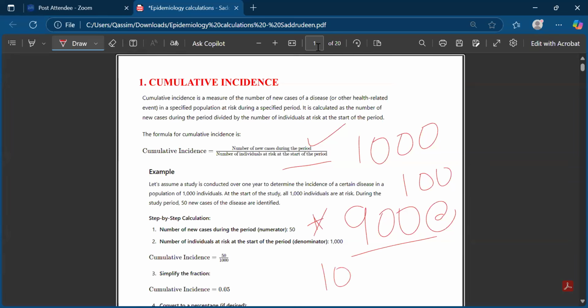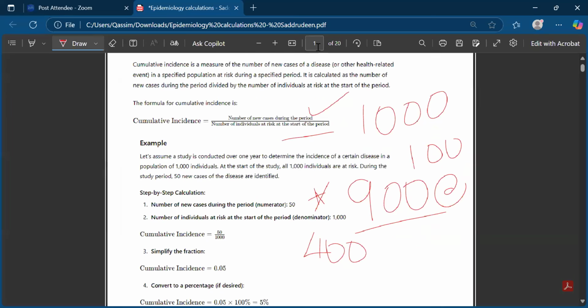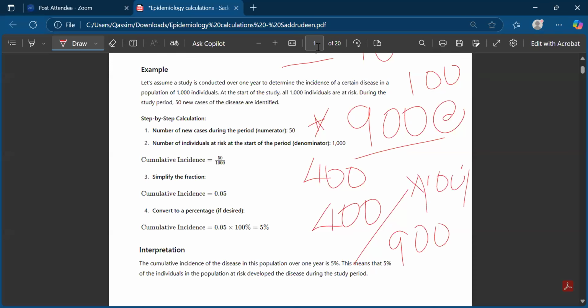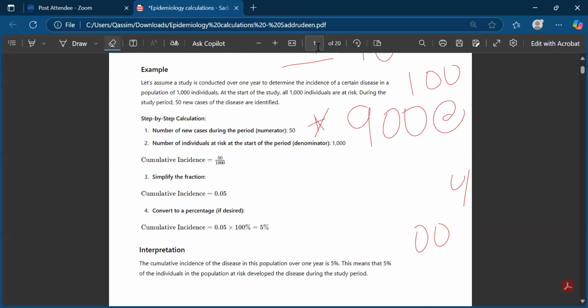Let me use a different number. Let's say 400 students get flu next year. So what's going to be my incidence rate? 400 over the population at risk. Remember, it's not the 1,000, it's the 900 who do not have the disease, then times 100%. That gives the incidence rate. You can convert it to a percentage by multiplying by 100, or you can just leave it as a fraction.